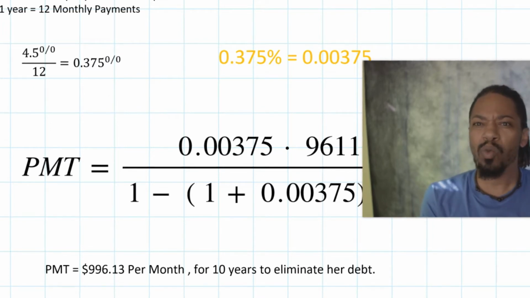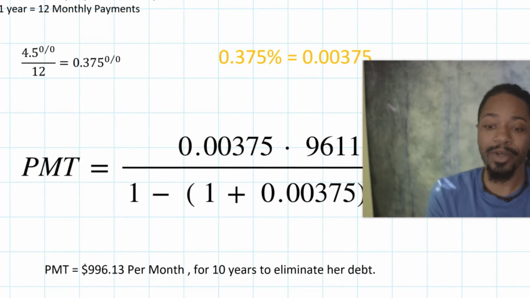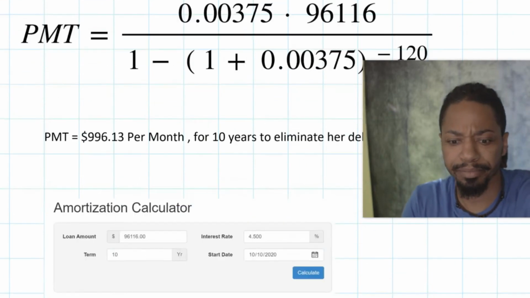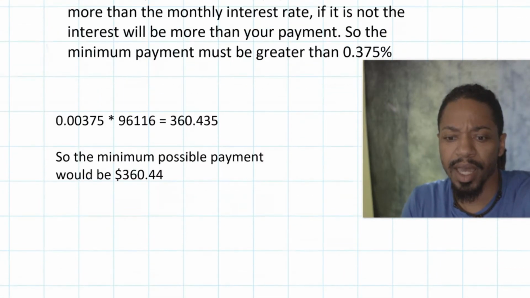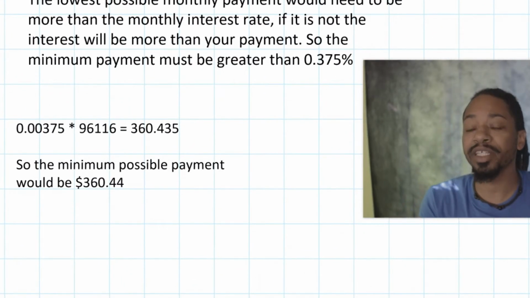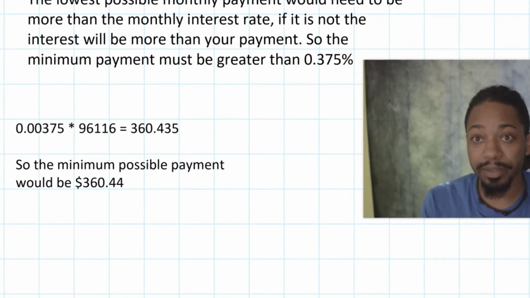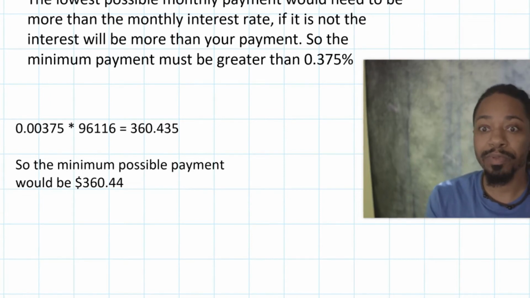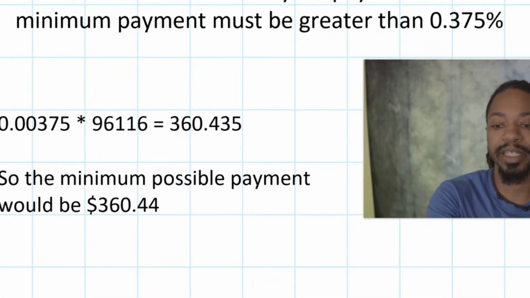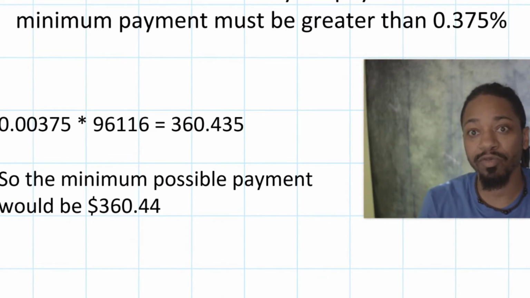That's real hefty. What about the smallest amount she can make for payments, period? Now we know it's going to last her longer than 10 years, but what's the lowest payment? And the lowest possible payment needs to be more than the monthly interest rate. So essentially it's going to need to be greater than 0.375%. So we find out what 0.375% of 96,116 is. We do that through multiplication right here, and we see that the lowest possible payment she can make is $360.44.